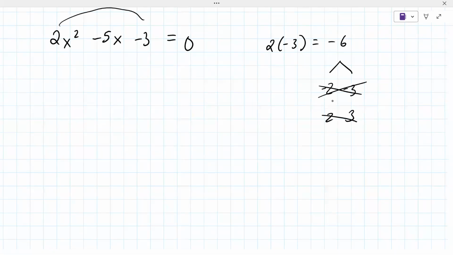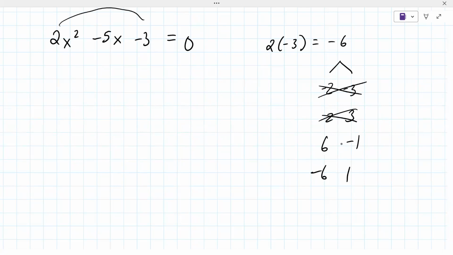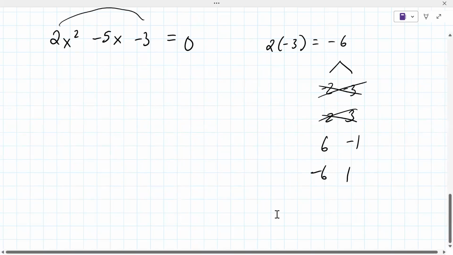And it's not these numbers. So you've got to find the other ones. 6 and -1, or yeah, 6 and -1. Okay, so these multiply to -6, but they don't add to -5. They add to +5. -6 and 1. Right. And I can sense just the frustration, but that is the essence of this problem.